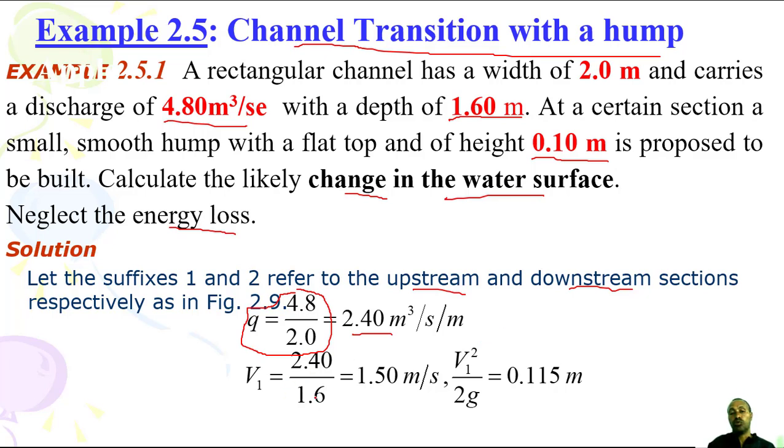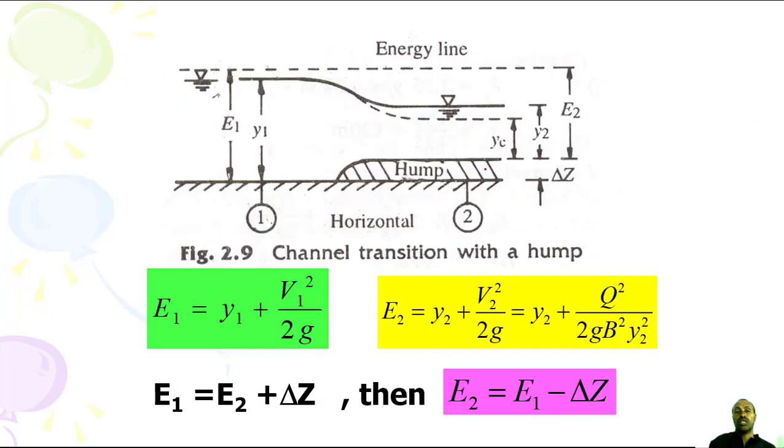Then V1 is 2.4 over 1.6, which is just small q divided by Y1. Then V1 square over 2G again, this one. Then we can compute specific energy at section 1. So this is the specific energy at section 1, E1. Then finally you have to compute the Froude number again.